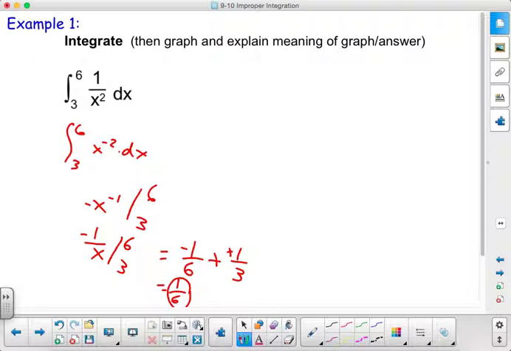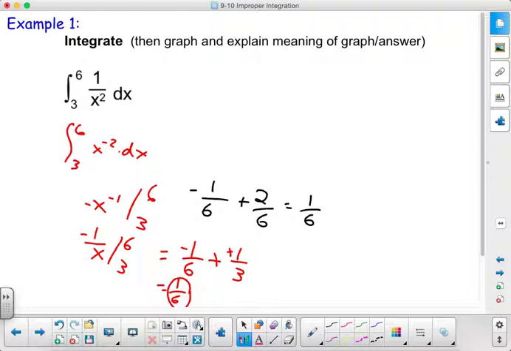How's that a regular 1/6? How do I add fractions? Common denominator. So my common denominator would be 6. I have a negative 1/6. My other one, if I change this to 6, would be 2/6. So what's negative 1 plus 2? Positive 1. You get a positive 1 over 6.